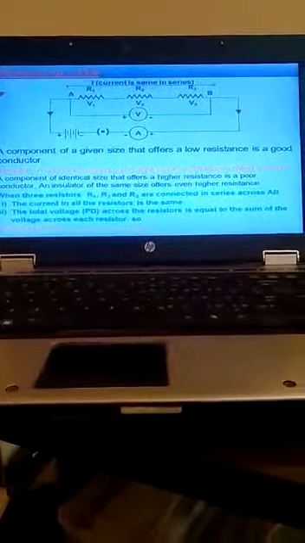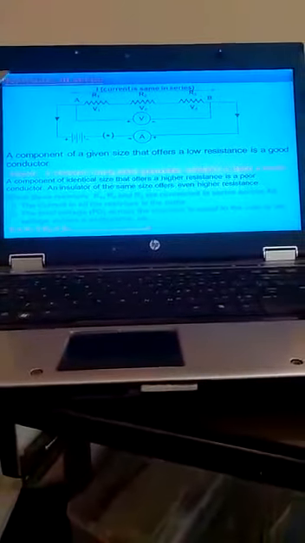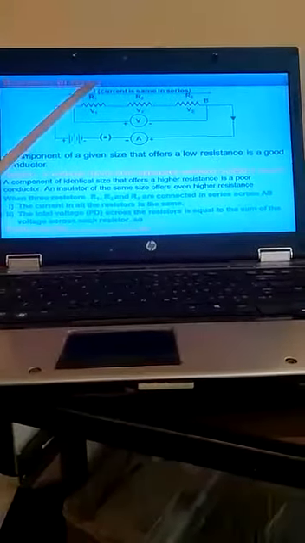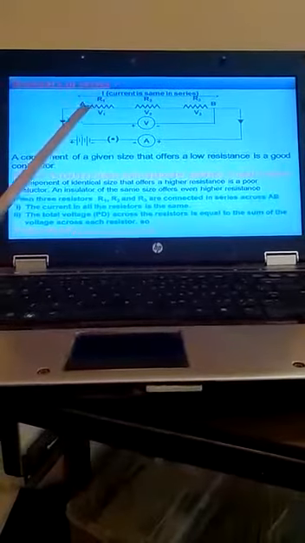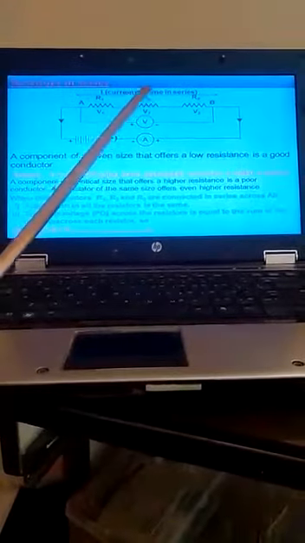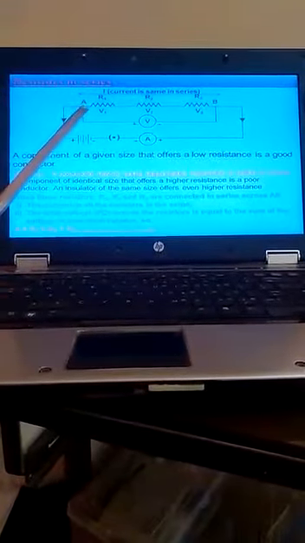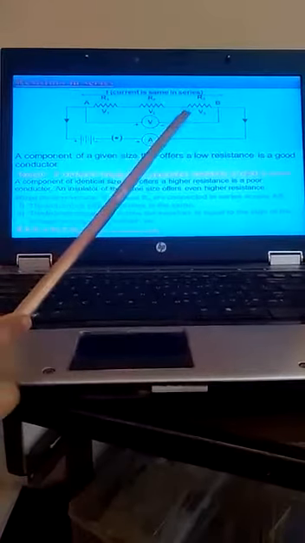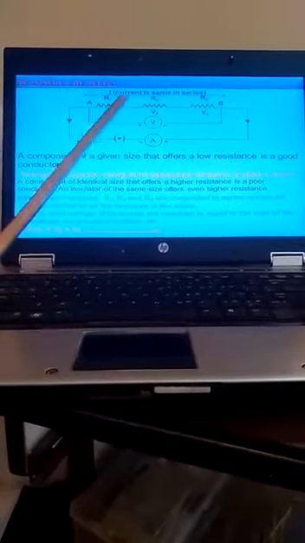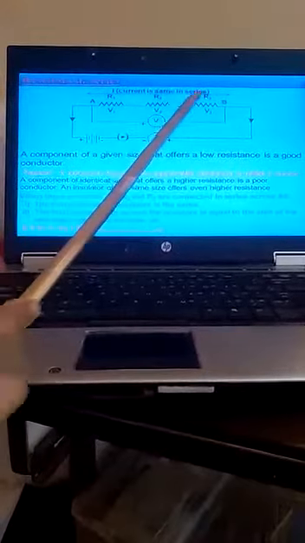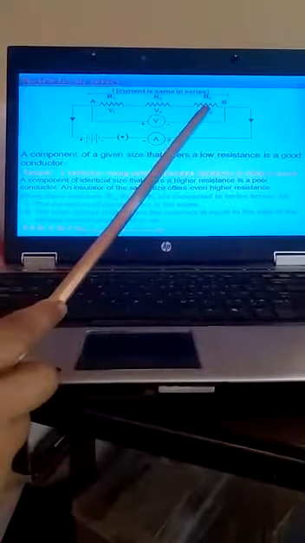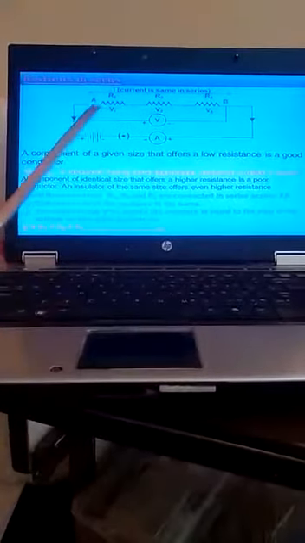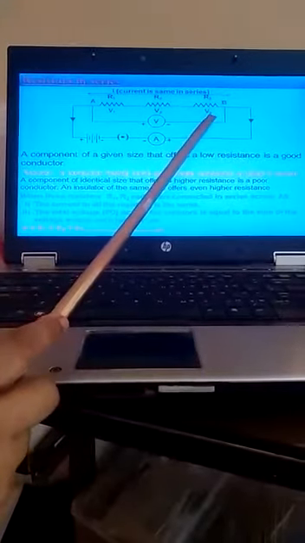Now, a very important question. This question came in this year's paper also. How do you connect resistors in series? How do you connect resistors in parallel? Right now, I told you when three resistors are connected end to end, one resistor R1, second resistor R2, third resistor R3, this connection is called a series connection.